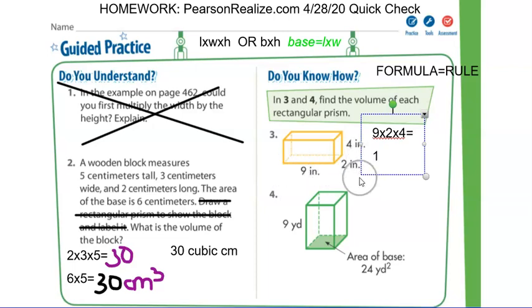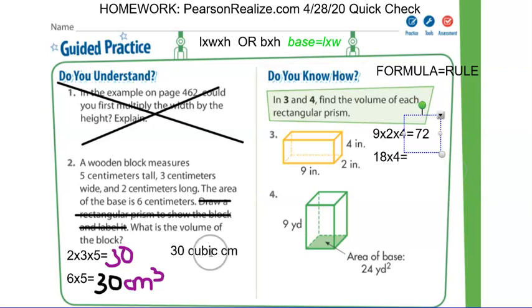So 9 times 2 gives me 18. And I can do 18 times 4. So either one of these is going to work. It's just completely up to you on how you want to solve it. So if I take 9 times 2, I get 18. And then if I take 18 times 4, I'm going to get 72.